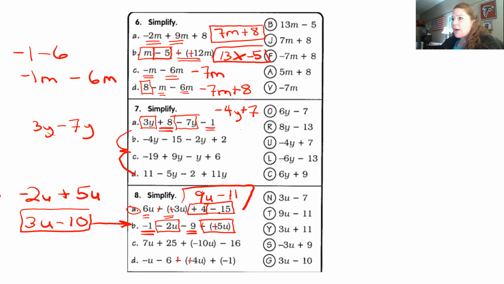All right, so I'm gonna let you guys try these two on your own. Look at your choices over here. This is a good indication. If you don't see the answer over here on the right, you missed it, okay? All right, so let me know if you need any more help.